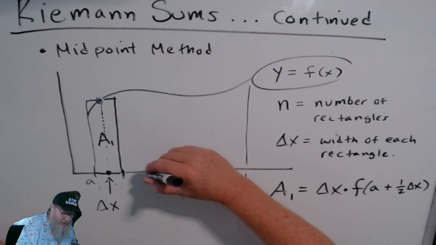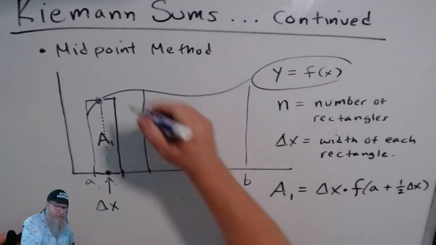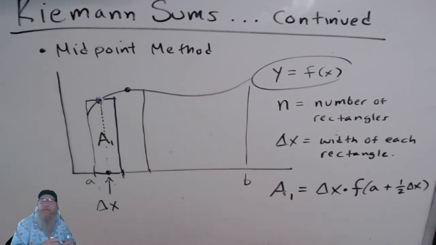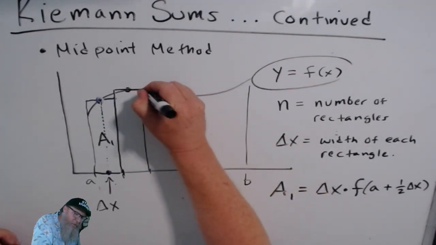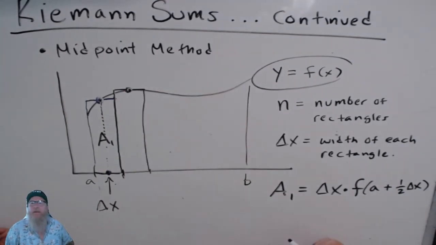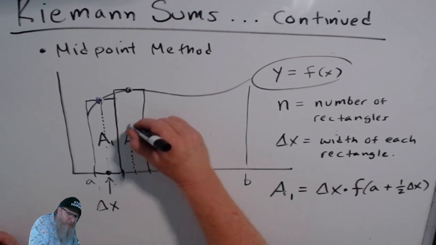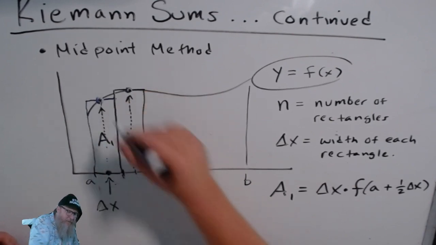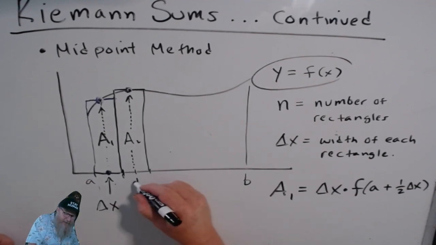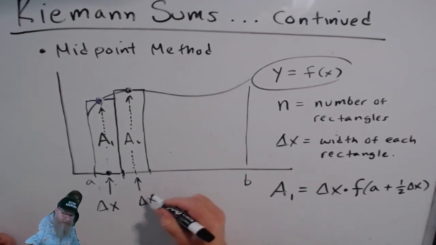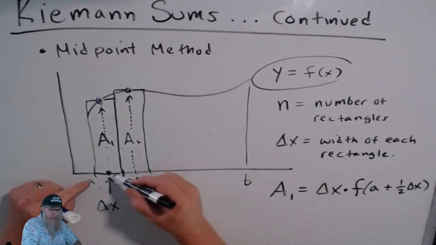And then for A2, again, take the midpoint and have that be the roof. Yeah, right down the middle. That's your A2. Right down the middle. And again, this has the same width, delta x.